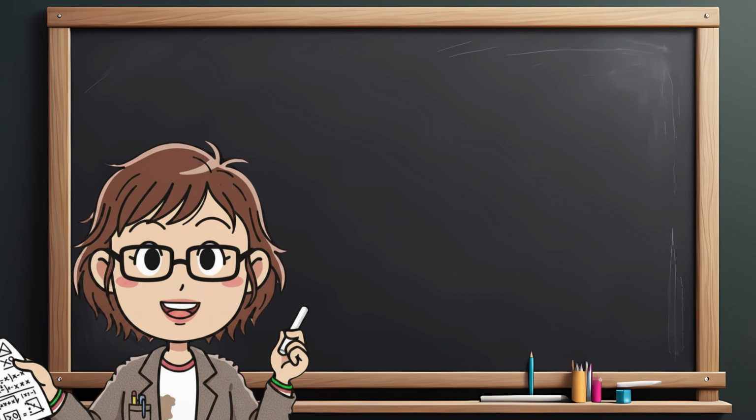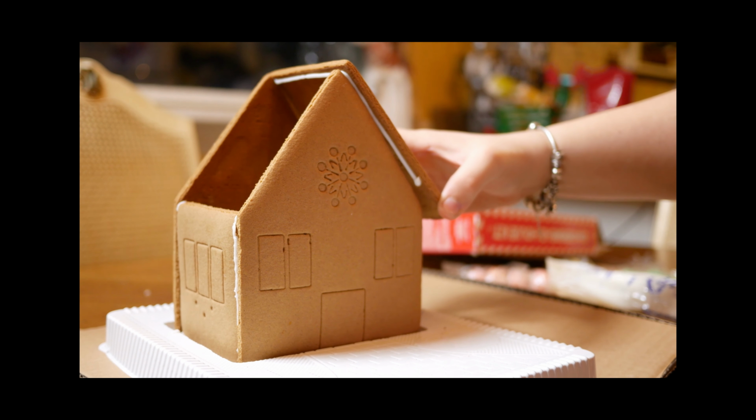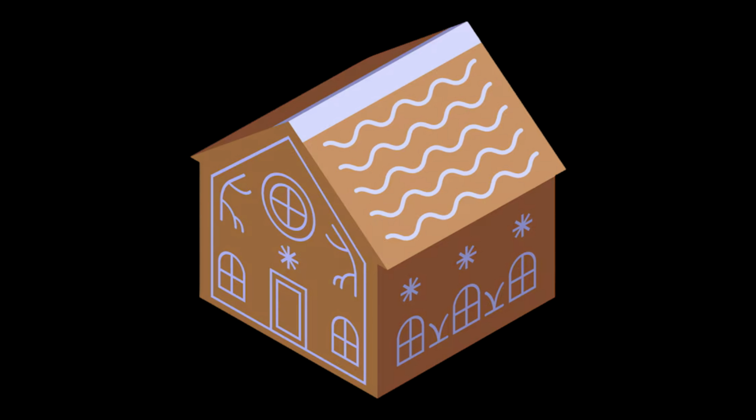Now that we know how to find the perimeter, let's try out our math skills with these fun examples. First up, the gingerbread house. Jacob built a square gingerbread house and wants to outline the house he just made with licorice.